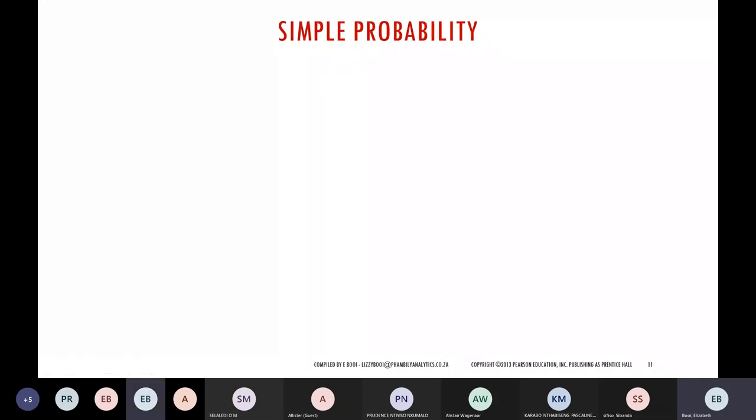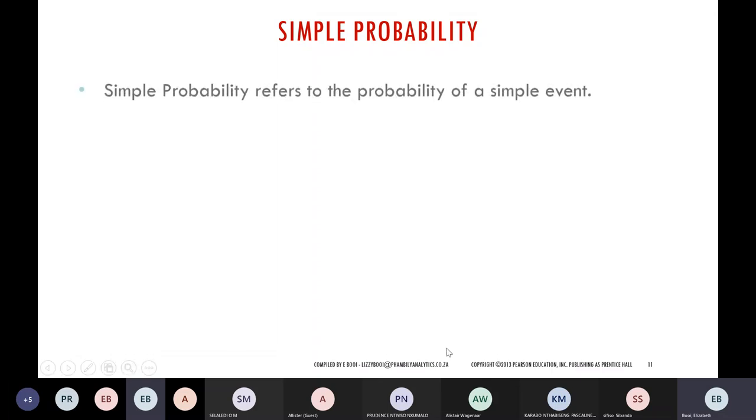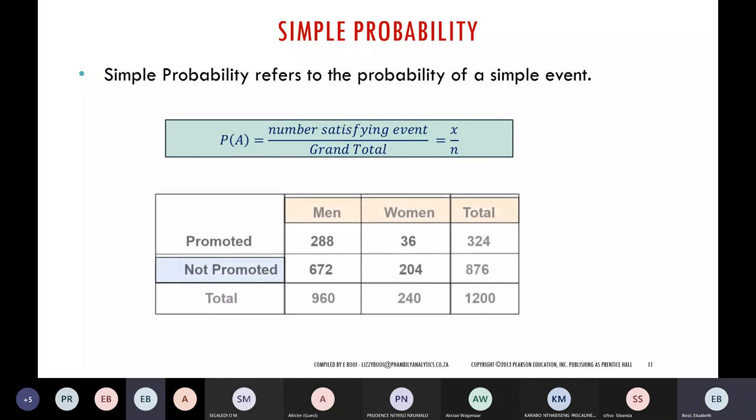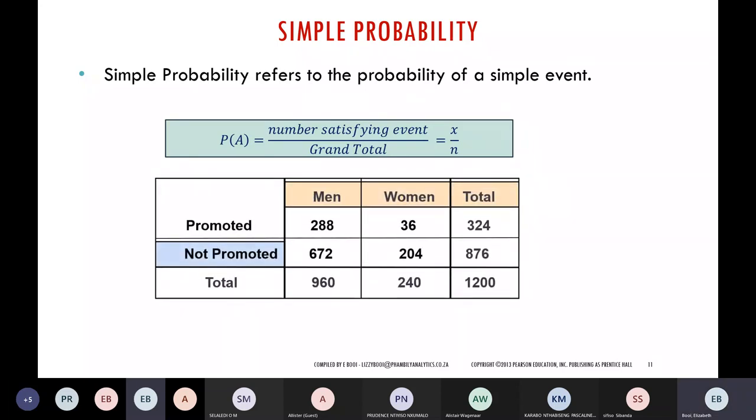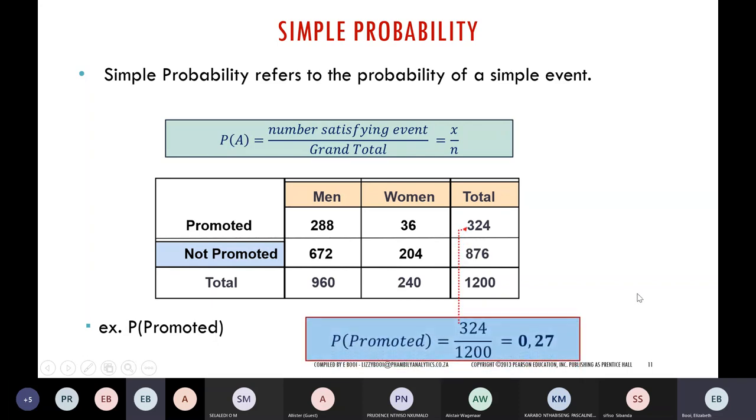Then we said a simple probability is calculated from the simple event. In terms of a formula, it is the number of outcomes that satisfy that event divided by the grand total, which is X divided by N. In the example we used to calculate the probability of promoted, it was 324 divided by 1,200, which gives us the probability of the simple event for promoted.